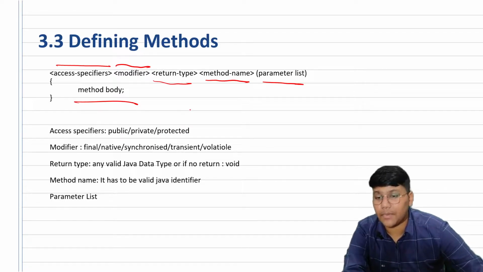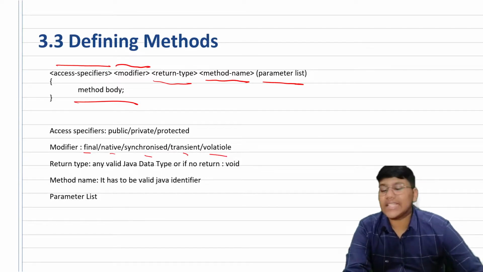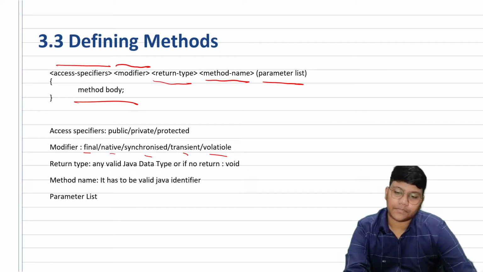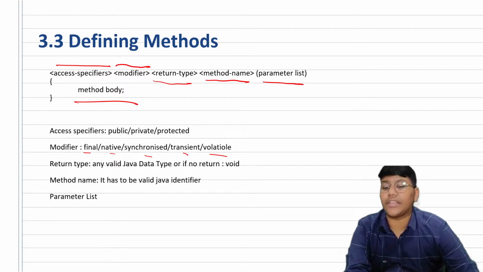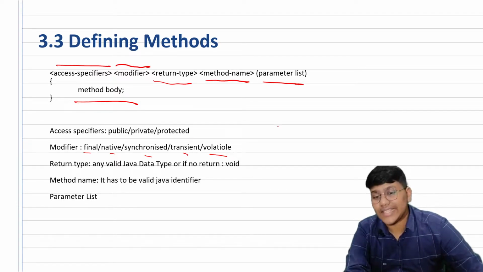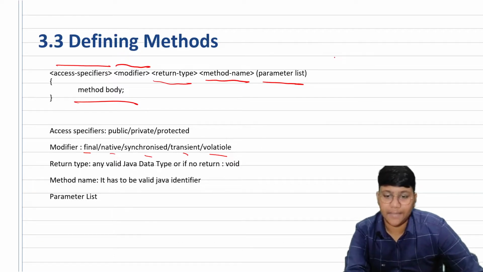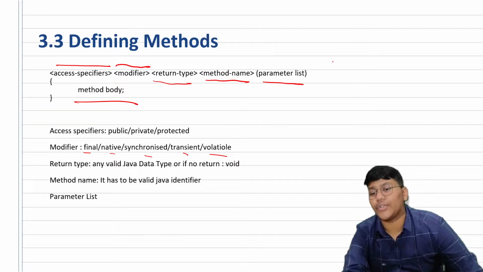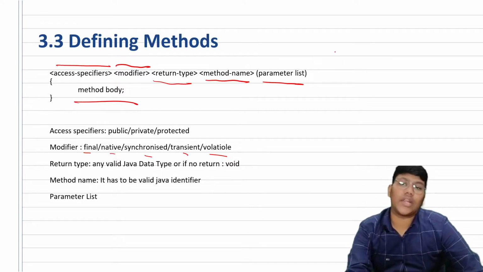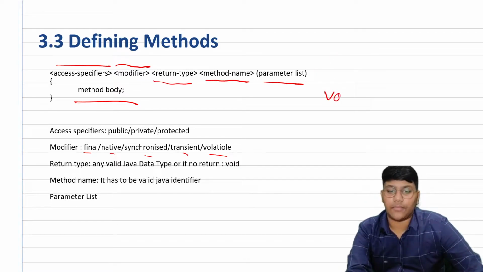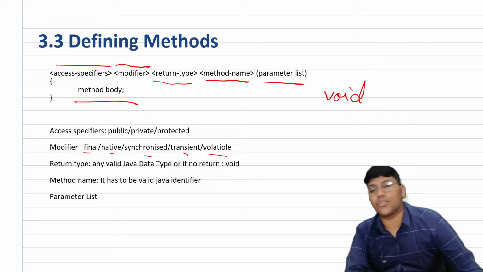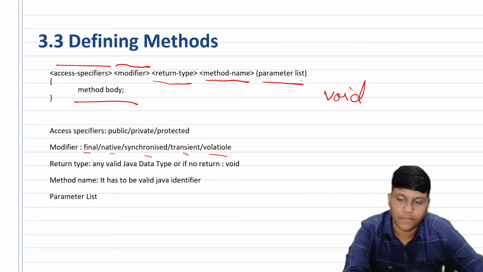So access specifiers: public, private, protected. Modifiers: final, native, synchronized, transient, volatile. These are some modifiers that we use to modify the function or the method. Return type: any valid Java data type, or if no return, void. So if there is a return type, any valid Java data type will work. But if there is no return, or you are returning no value to where you are calling the method, then we use void. Void is a keyword that signifies that there is no return type of the method or function.